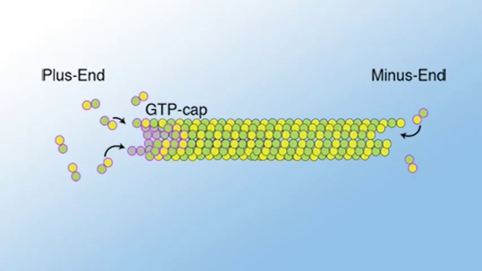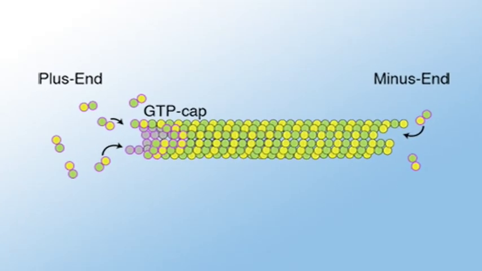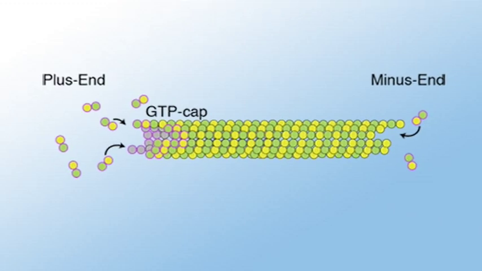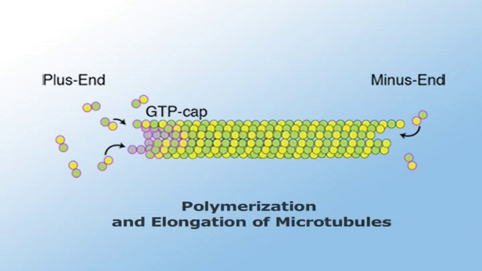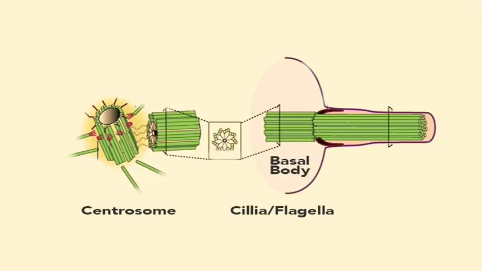A number of factors regulate the dynamics of microtubule formation. However, the primary determinant of whether microtubules elongate or shrink is the availability of GTP. GTP binds to the beta subunit of tubulin dimer that promotes polymerization and elongation of microtubules. Also, there are two different types of microtubule organizing centers. They are centrosomes and basal body.